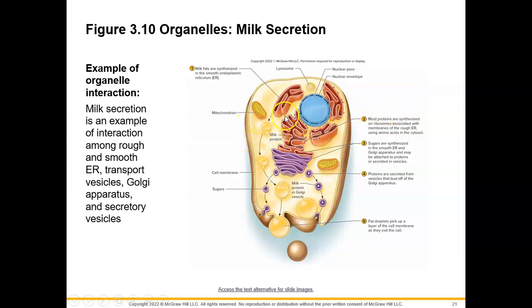For cells that produce milk in the mammary glands, proteins would be made in the rough endoplasmic reticulum, and some lipids would be made in the smooth, and they would send vesicles to the Golgi apparatus so that the Golgi could modify and repackage and concentrate and tag them for delivery. Then they would be delivered to the exterior through secretory vesicles for exocytosis.